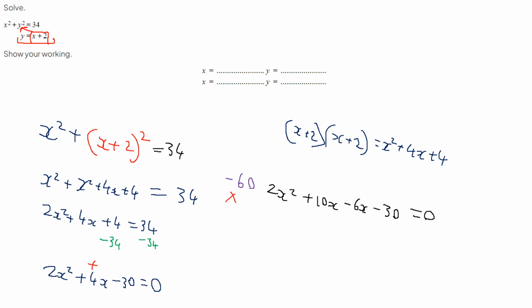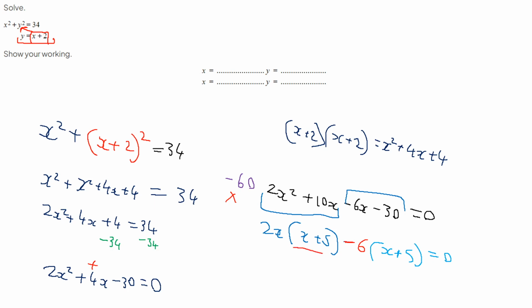And so therefore, we can factorize these two and those two. We can factorize 2x out. So 2x times x plus 5, minus 6. We can factorize out minus 6 times x plus 5, is equal to 0. And then because these two are the same, we can just make this 2x minus 6 a double bracket.